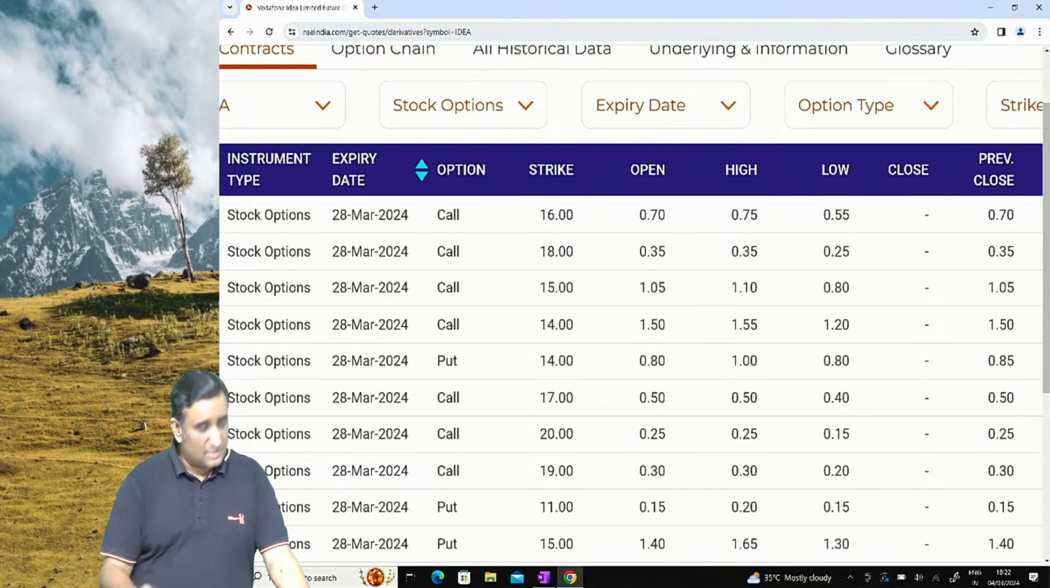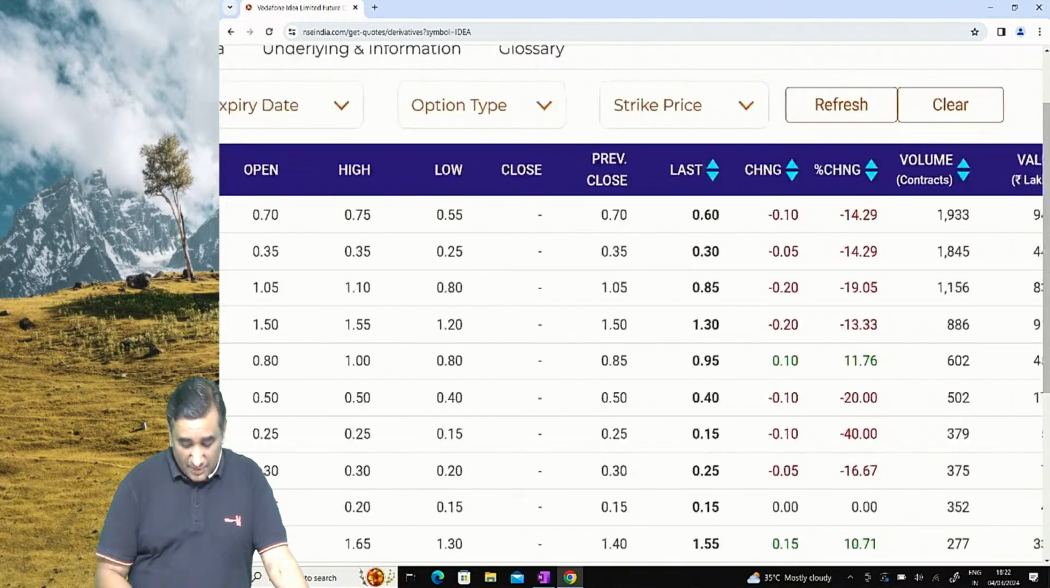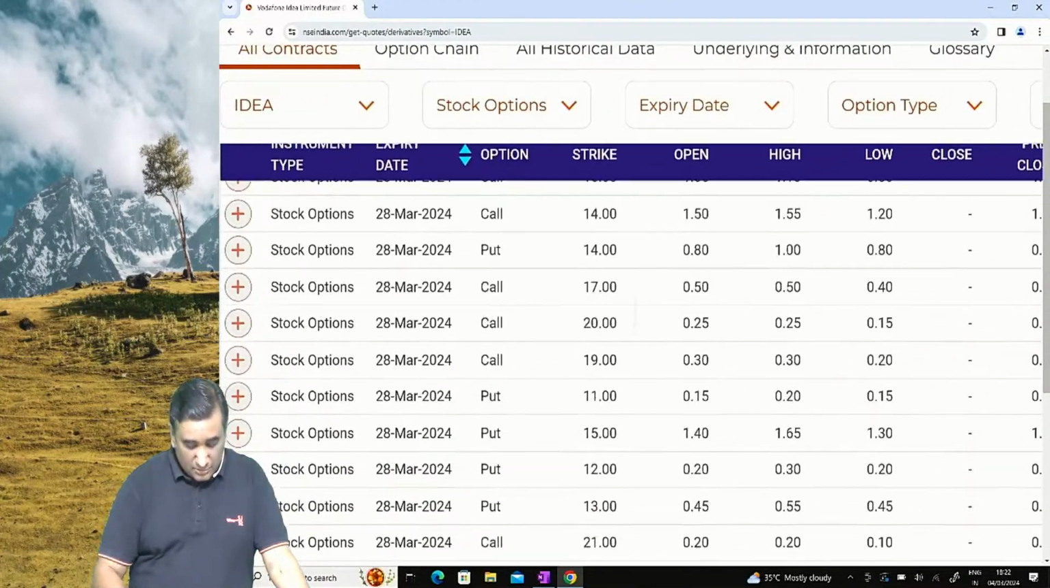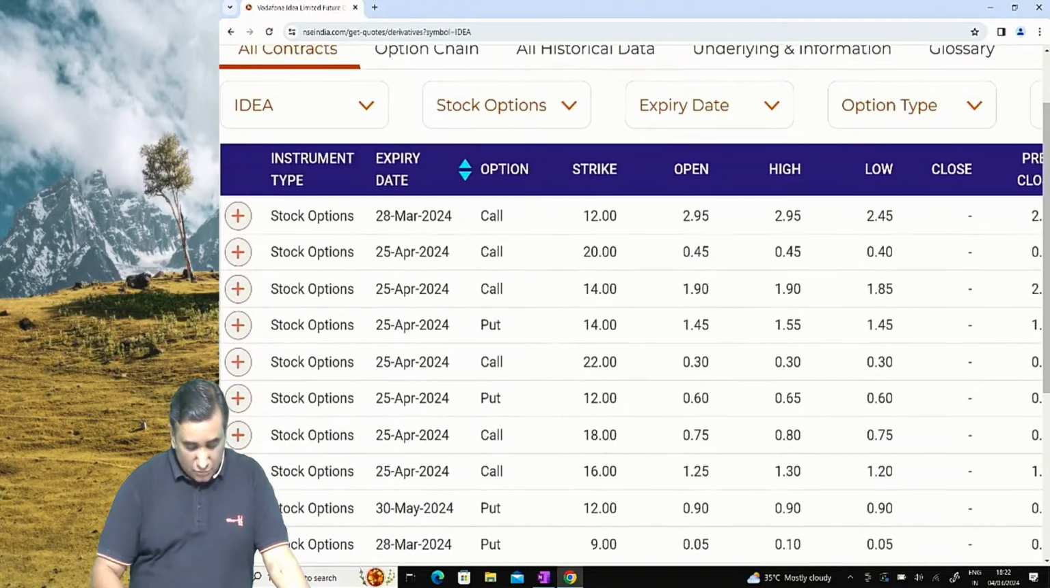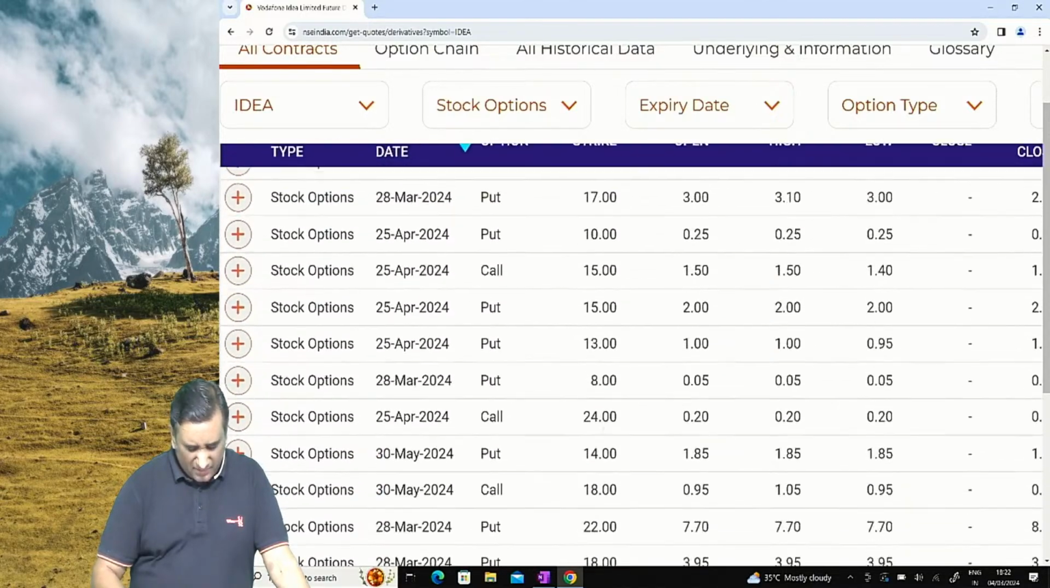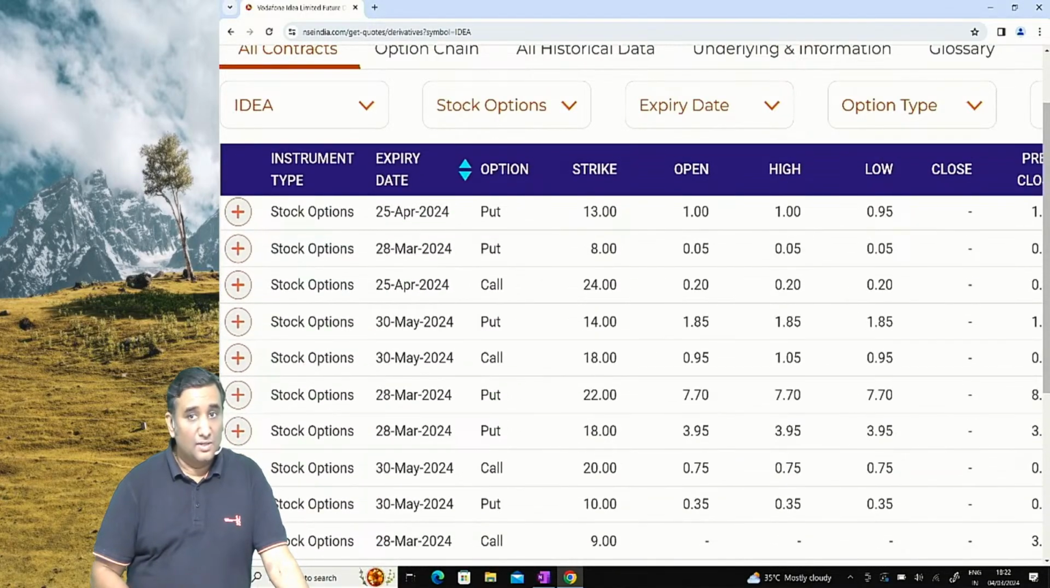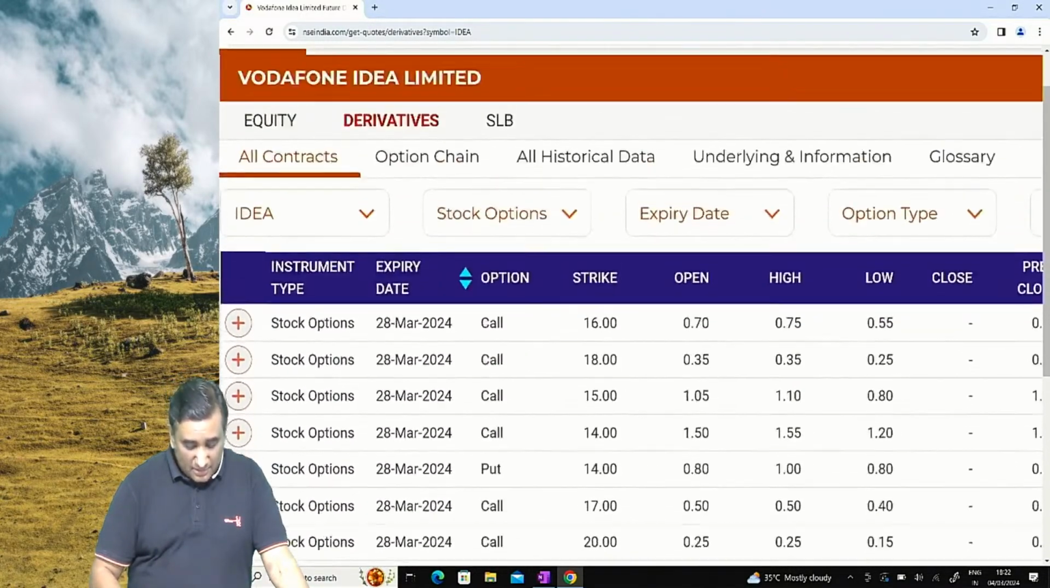The options will have different strike prices, 16, 18, 15, whatever rate you want to bet at. Then different prices will apply accordingly. March option you have, April option you have. So there are n number of options, n number of prices, and betting is done accordingly. That's why the option market is slightly cumbersome.